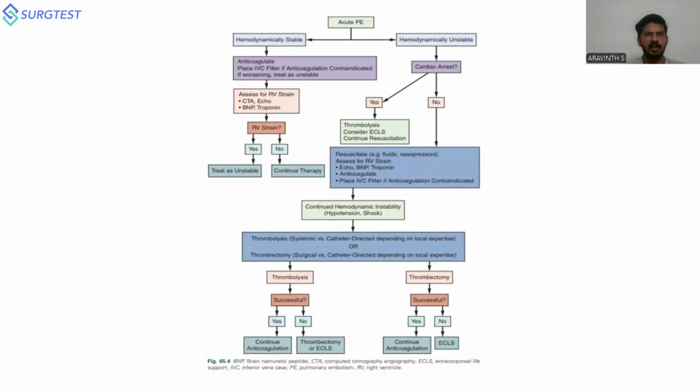Submassive pulmonary embolism was a patient who presented with RV dysfunction but who did not have hemodynamic instability or shock. So that was how we previously classified it. And even now, many authors use those terms like massive PE and submassive PE.